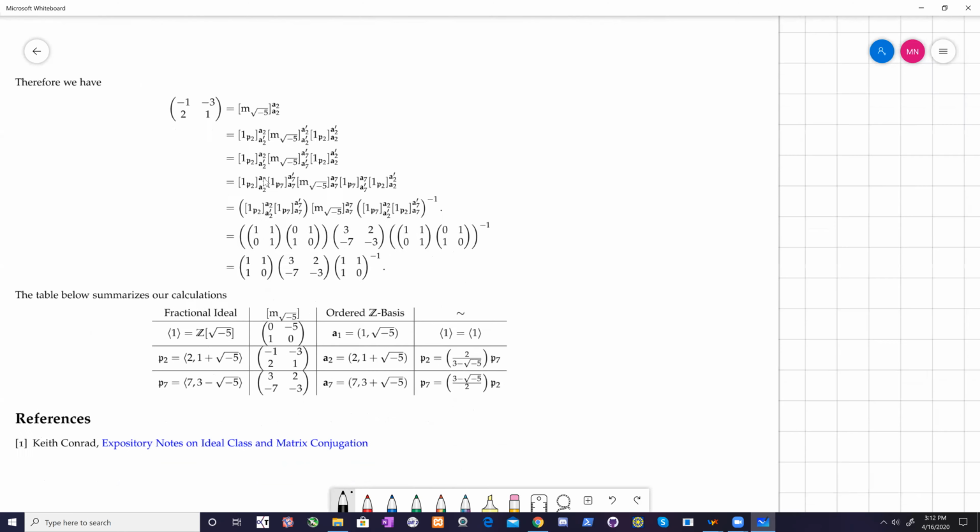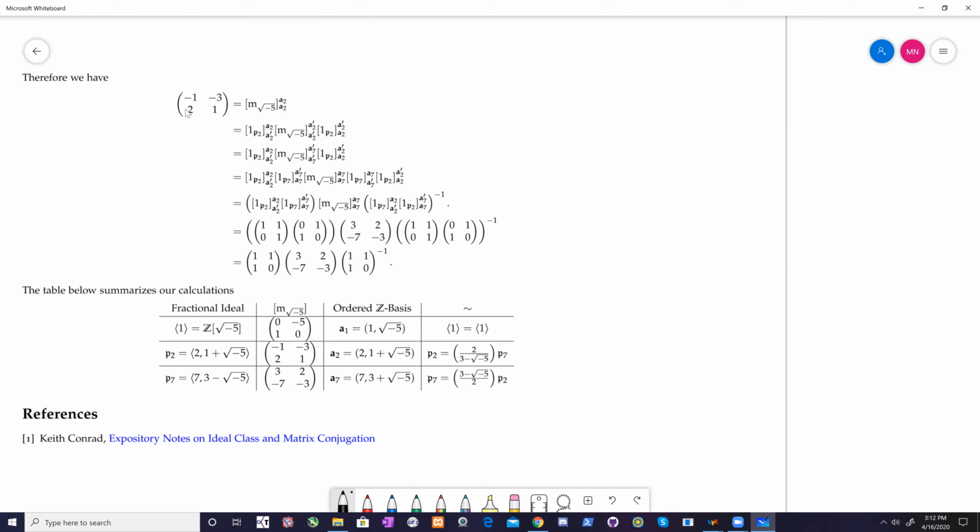So we start with the matrix here, -1, 2, -3, 1. That's the matrix representation for m squared negative 5 with respect to A2. What we do first, we go from here to here. This is changing the basis from A2 to A2 prime. So let's just put change basis. That's what we're doing here, and that's how we get from A2 to A2 prime.